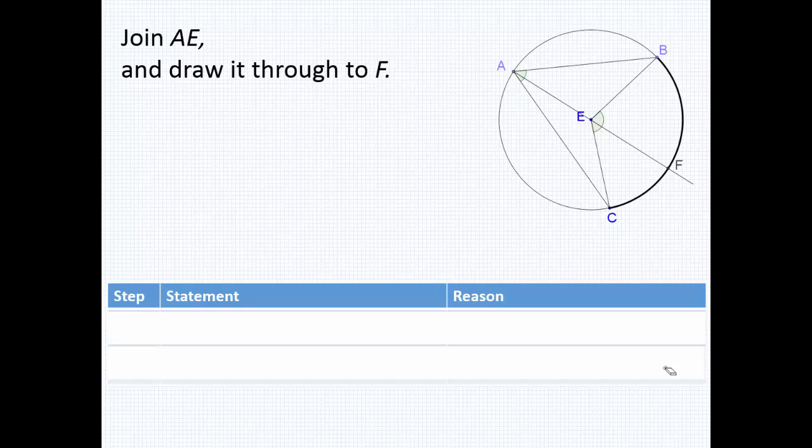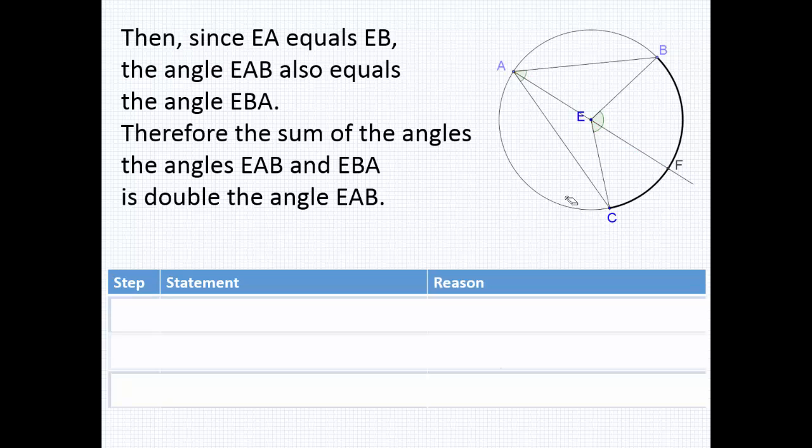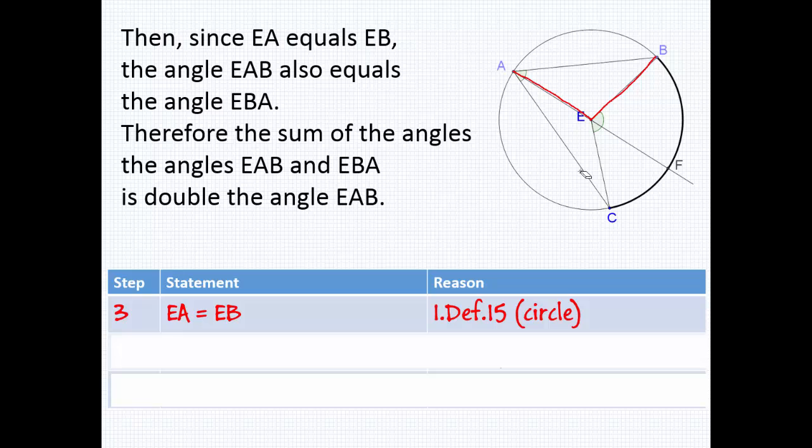First, the text says, join AE. That's already been done in this diagram. And we know we can do that from Book 1, Postulate 1. Then it says, and draw it through to F. This is actually an application of Book 1, Postulate 2, where we can extend an existing line. Next, the text reads, then, since EA equals EB, and how do we know that? Because E is the center of the circle and A and B are on the circumference, so by definition they are going to be equal length.